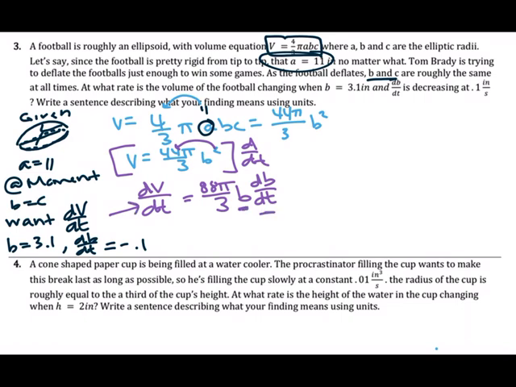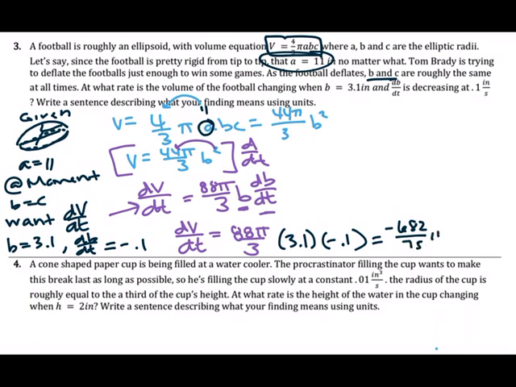I know what B is. I know what dB/dt is. So I can just substitute those values in. So 88 pi over 3 times B, which is 3.1, times negative 0.1, which is our dB/dt. And this you are more than welcome to do on a calculator. I would like you to leave your final answer in terms of pi, so negative 682 over 75 pi.